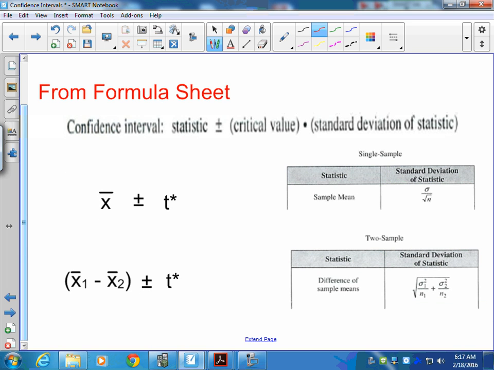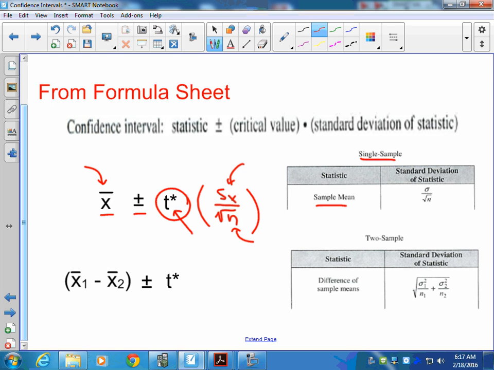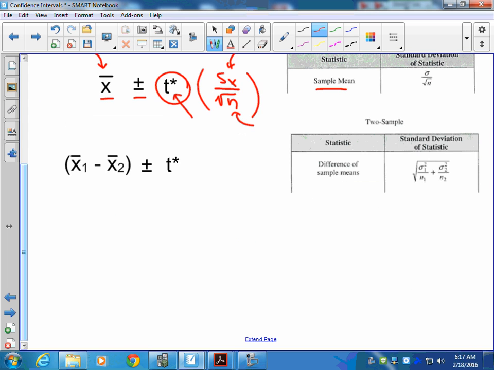So you've got your X bar plus or minus T star, and we'll talk about T star here in a second. Okay, but we can tell since we have one X bar, it is a single sample mean situation. So then we need to plug in the standard deviation of the statistic, S of X over square root of N. Okay, and we're just plugging in the values. Okay, you'll be given X bar. You'll be given S of X. You'll be given N. And all we have to do is look up T in a table, and we have everything that we need.